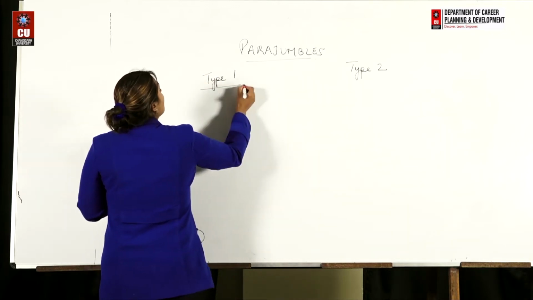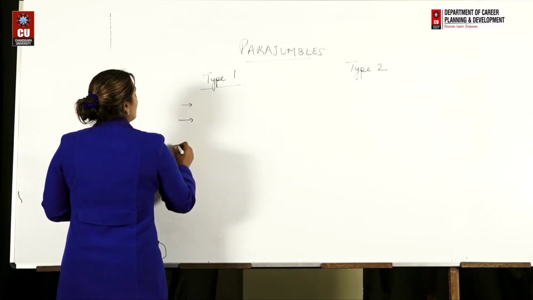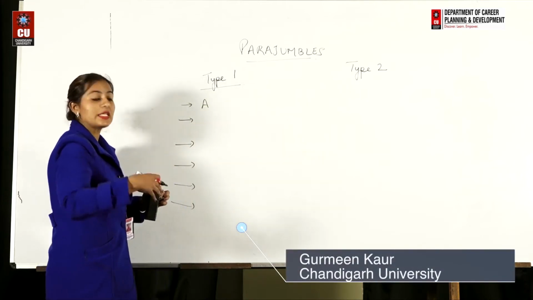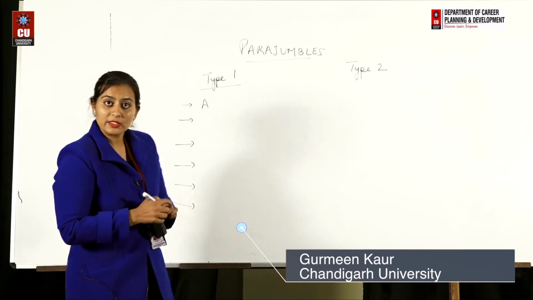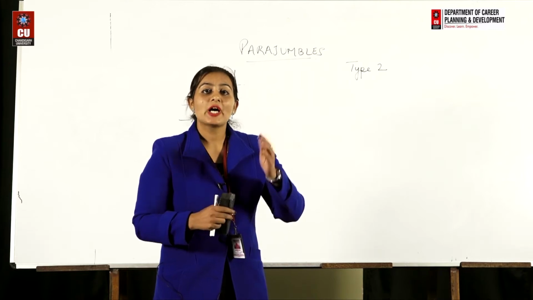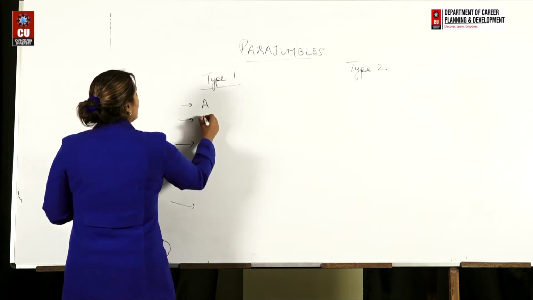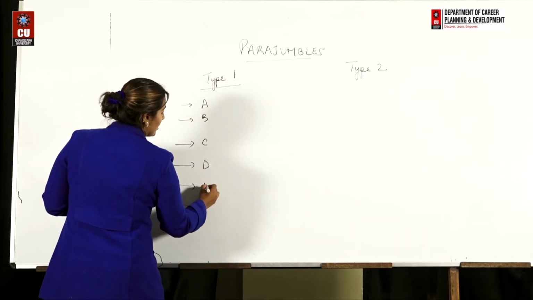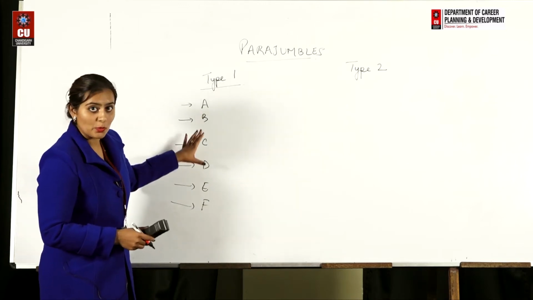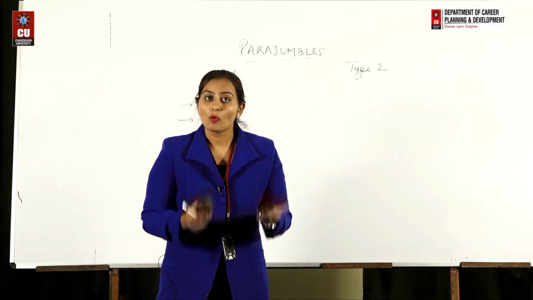Type 1 consists of parajumble questions which have various points. For example, they have given A, B, C, D, E, different sentences. All those sentences are not in sequence, which means you would have to put all those sentences into sequence. If I have A, B, C, D, E, F, they are written as A, B, C, D, E, F, but they're not in sequence. So, we need to put them in sequence and present it forward.